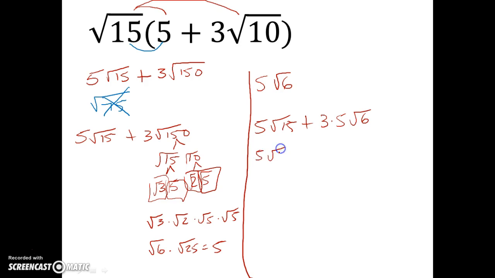So now I have 5 root 15 plus 15 root 6. If I simplify 15, all I have is 3 and 5, neither of which will do any further reduction. When I multiply them back together, it's back to 15. So this is my final answer.